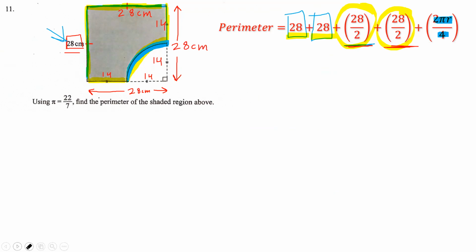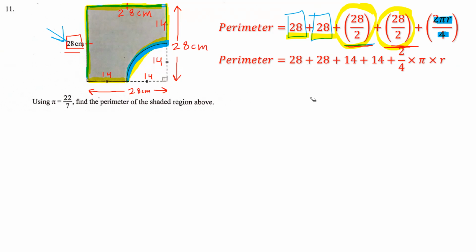So now we have everything. We have this whole thing set up. Now we just need to do computations. We're going to say 28 plus 28, 28 divided by 2 is 14, 28 divided by 2 is 14, and we have 2 pi r over 4. I wrote it as 2 over 4 times pi times r, which is the same thing. I just broke it apart so the computations will be clear. That's the same thing as 2 pi r over 4.